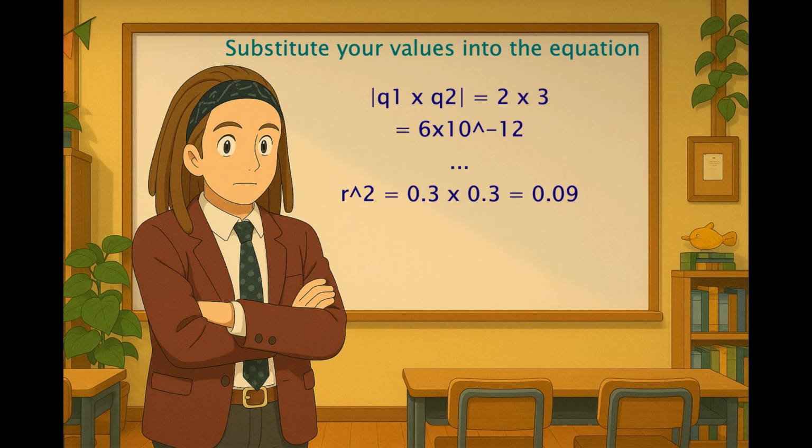Let's substitute our known values into the equation and calculate the force. F equals 8.99 times 10 to the 9th Newton meters squared per Coulomb squared, times the magnitude of the charges, 2.0 microcoulombs times negative 3.0 microcoulombs, over 0.30 meters squared. First, multiply the charges, 2.0 times 10 to the minus 6 times negative 3.0 times 10 to the minus 6 equals negative 6.0 times 10 to the minus 12 Coulomb squared. This becomes 6.0 times 10 to the minus 12 Coulomb squared. Next, square the distance. 0.30 meters squared equals 0.09 meters squared.